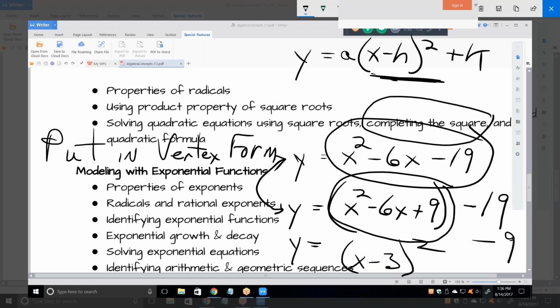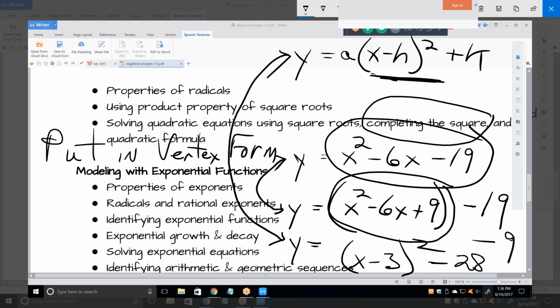Okay? In other words, if I take x minus 3 times x minus 3, I get x squared minus 6x plus 9. That's the whole point of completing the square, is so that I can write it in a linear term squared. Because now, notice that that's in vertex format.